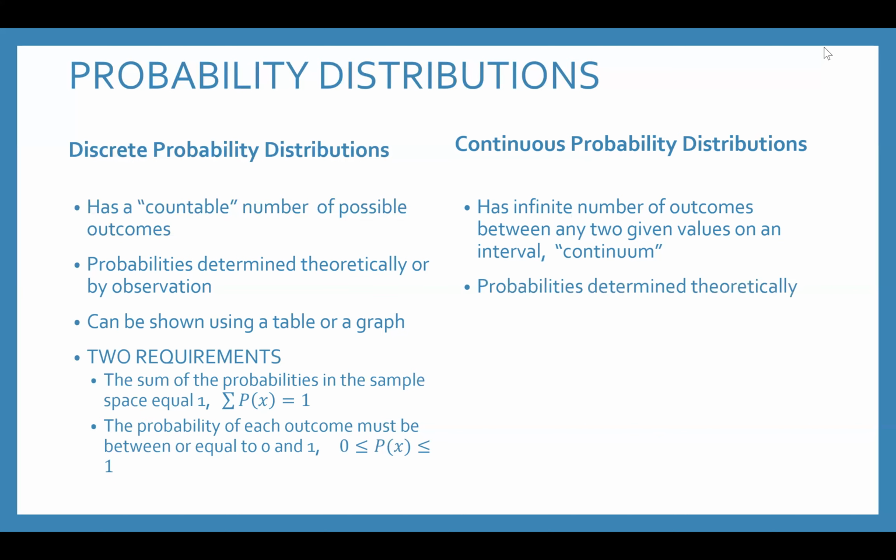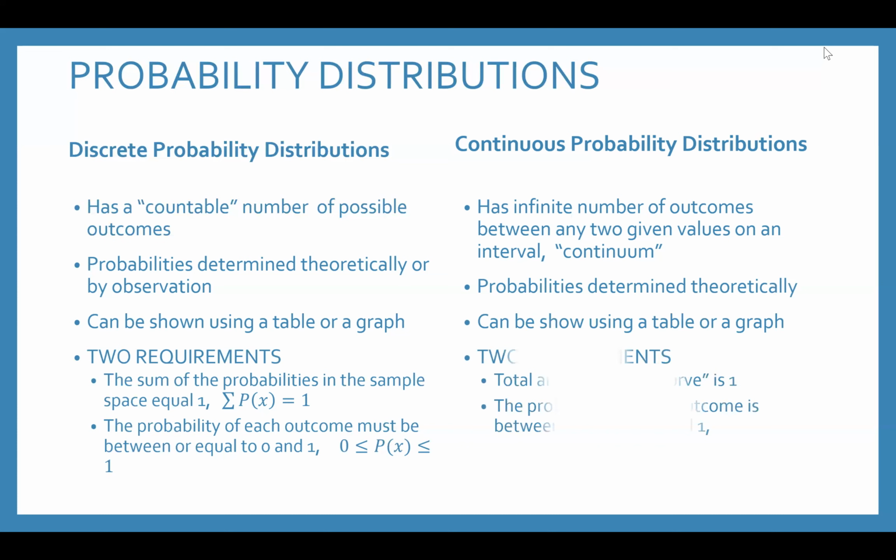For continuous probability, the probabilities are determined theoretically. Again, we can display them in a table or a graph. And the 2 requirements are very similar, but instead of looking at it from an algebra standpoint, we look at it more from a graphical standpoint. And so we talk about the area under the curve. The total area under the curve for a continuous probability distribution is 1, and the probability of each outcome is between or equal to 0 and 1.